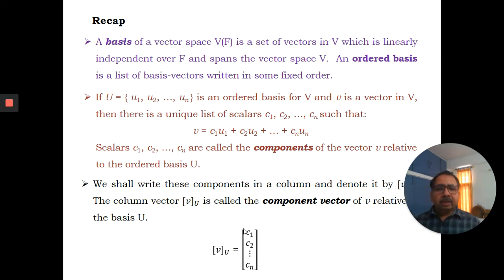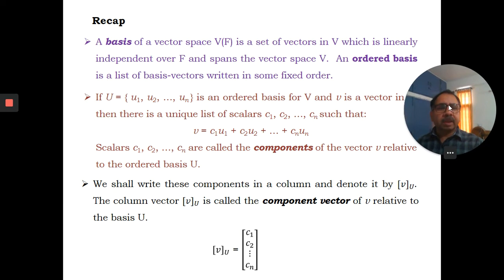We shall write these components in a column vector and denote this by the symbol square bracket with subscript U. The column vector [V]_U is called the component vector of V relative to the basis U. So here I have written [V]_U as a column C1, C2, ..., Cn. It is important that we write these components in a column, not in a row.